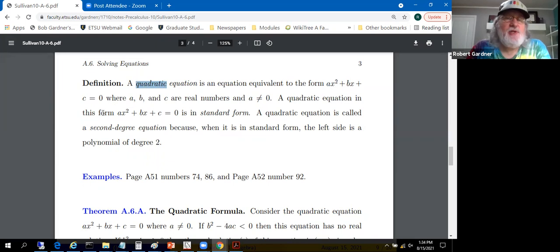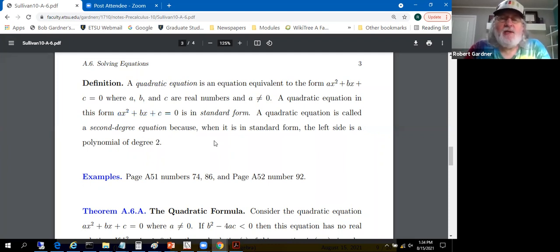The quadratic equation in this form, ax squared plus bx plus c equals 0, is said to be in standard form. The quadratic equation is also called a second-degree equation because it involves the second power of x. It's related to a second-degree polynomial. This is a degree 2 polynomial because the highest power of x is 2.